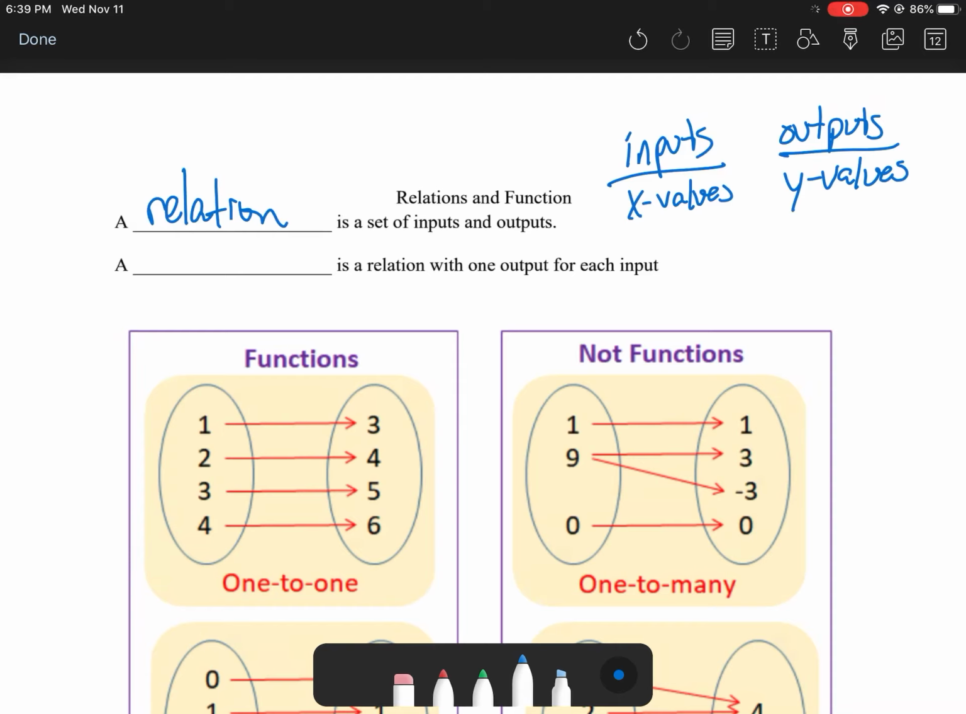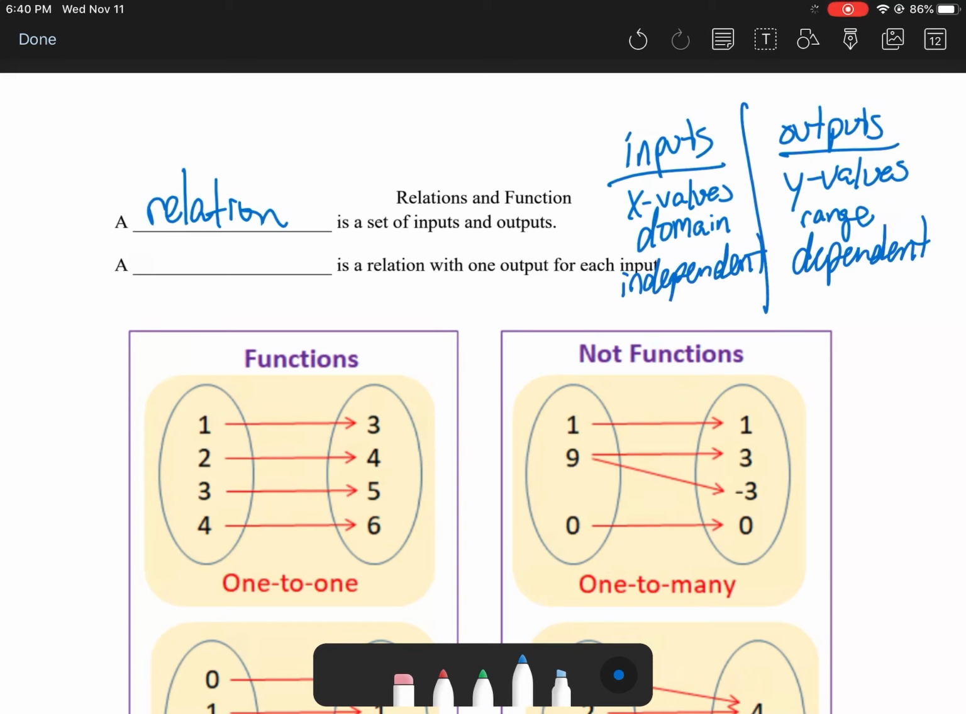These guys, of course, have other names. Two very popular ones: we have domain and range. We also have dependent and independent. So you might see some of these words pop up every so often. They all just mean your x and y value.